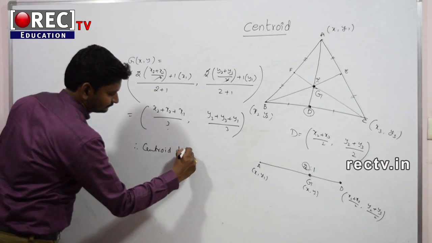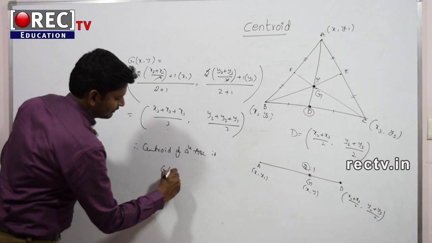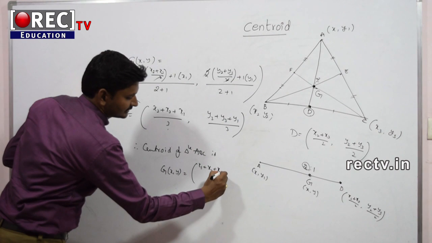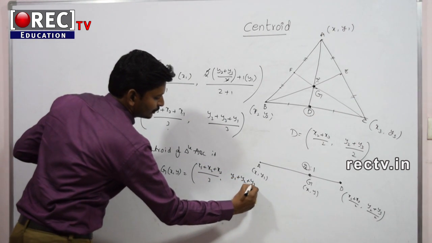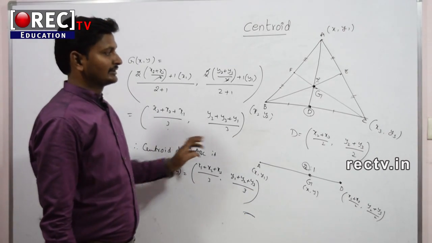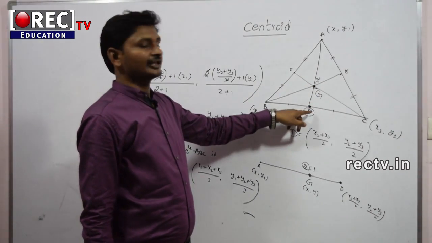Therefore the centroid of triangle ABC is G(x, y) equal to ((x1 plus x2 plus x3) divided by 3, comma (y1 plus y2 plus y3) divided by 3). So in this question we have to remember that the centroid of a triangle divides any median in the ratio 2:1.